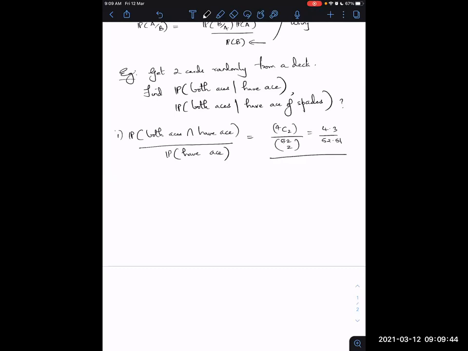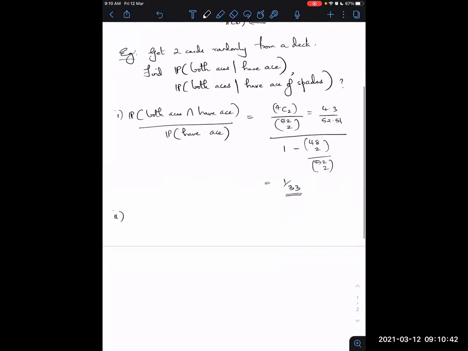Okay. And what would be the denominator? The denominator would be 1 minus something. So what is the event that I'm looking at? The probability that I don't have any aces. So what you have to do is pick two cards from the remaining 48 cards and divide it by 52 choose 2. All right, I hope this is clear for everyone. After solving this, you will see that it's 1 over 33.